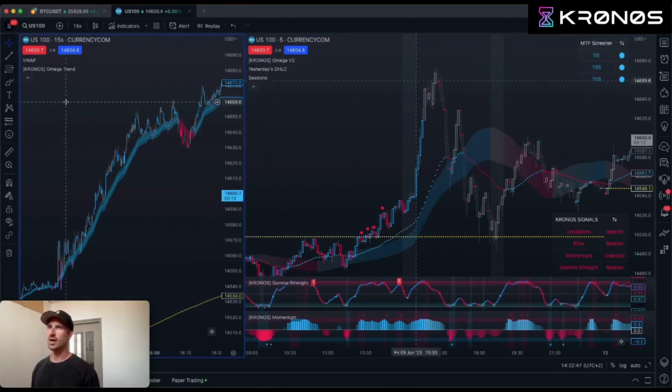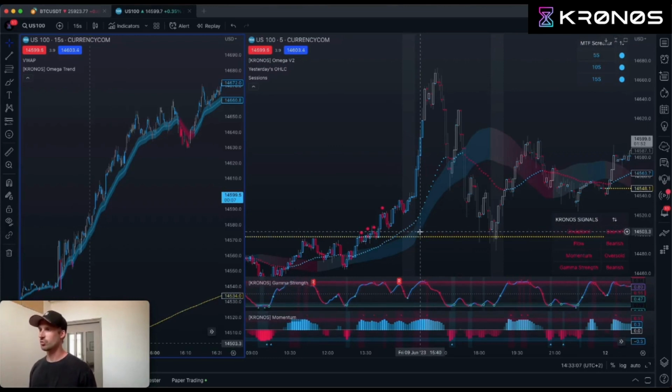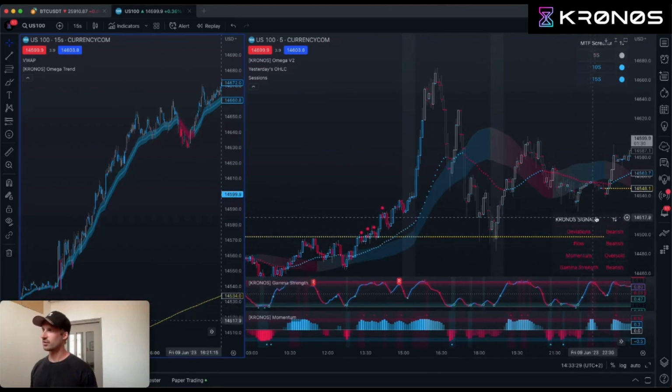Here are the indicators that I'm going to be using for this strategy. The main one is probably 80% of our strategy here, the Kronos Omega V2. You don't even need the gamma strength and momentum at this point, although I like to keep them on just for visual purposes to keep track of where the market is. Is it overbought? Is it oversold yet? To kind of keep a record of the status. But if you do not use it, obviously you can just stick to Kronos signals and keep these four indicators on: deviations, flow, momentum, gamma strength.